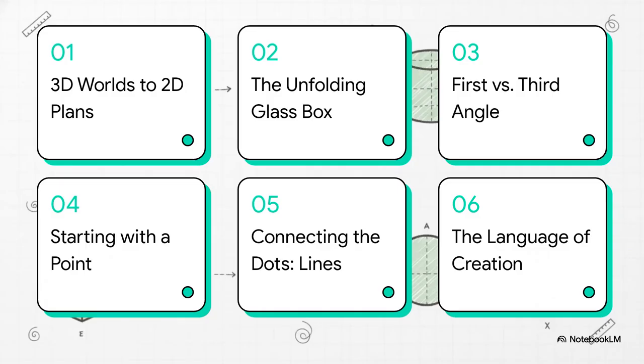Here's the game plan for this explainer. We're going to start with why we even need this system in the first place. Then we'll use a really cool glass box analogy to see how it works. We'll check out the two major dialects of this language, break it down to its absolute basics, a single point, then build that up to lines, and finally, see how it all comes together to create, well, everything around us.